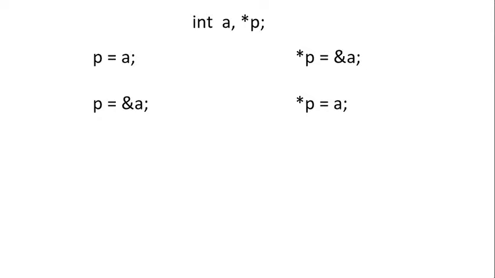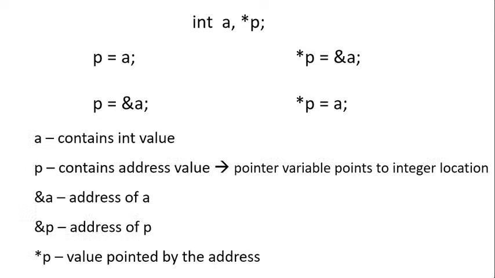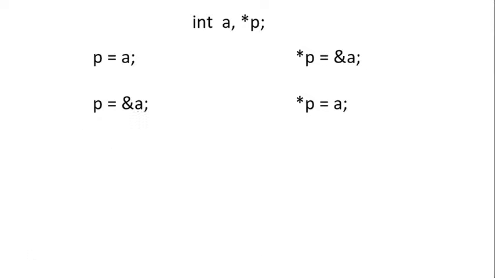Okay, now we'll see this example. Int a, star p. So I'm declaring a variable and also a pointer variable, and I'm copying a to p. I'm not copying the address of A, I'm copying the value of A to P. In the second example, I'm copying the address of A to star P. In the third case, I'm copying the address of A to P. In the fourth case, I'm copying the value of A to star P.